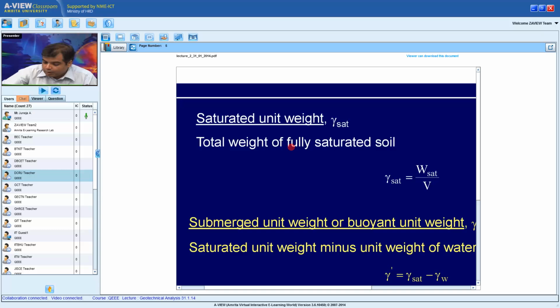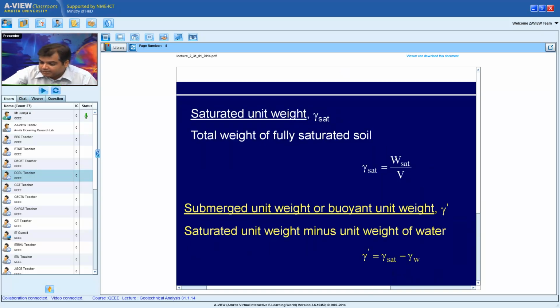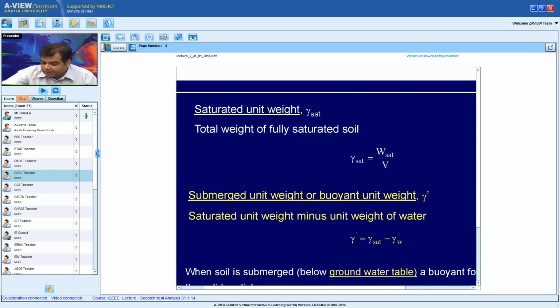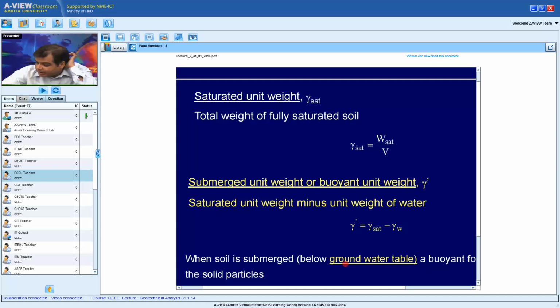Let's look at the last one, which is the submerged or buoyant unit weight. It comes into the picture whenever you are below the groundwater table. So whenever you have a buoyancy force which acts on you, a buoyancy force will only come when you are in a situation such as below the groundwater table.